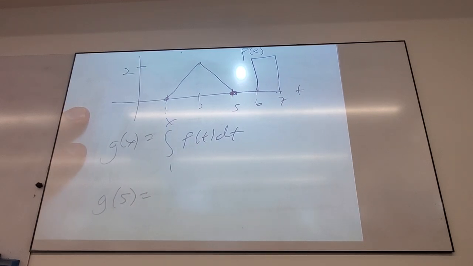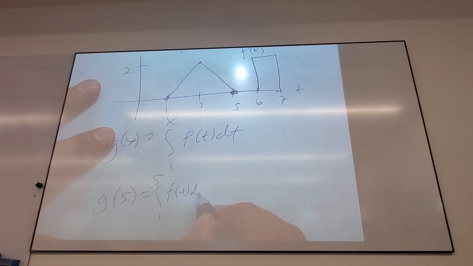Area under the curve from 1 to 5. Yeah, which is what? 4. We did that earlier, right? So this would be the integral from 1 to 5 of f of t dt, which is 4.